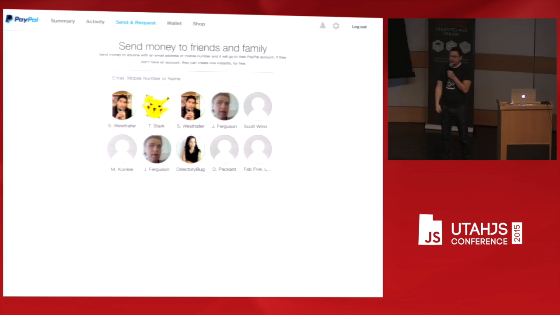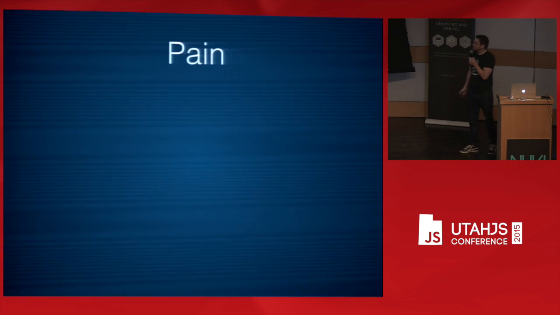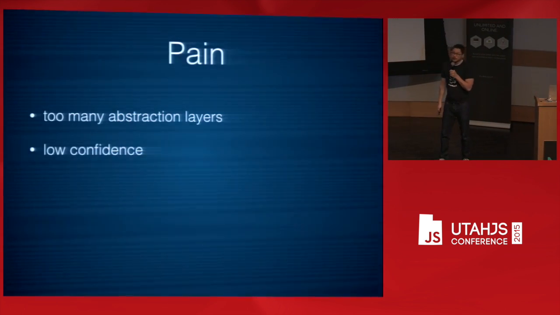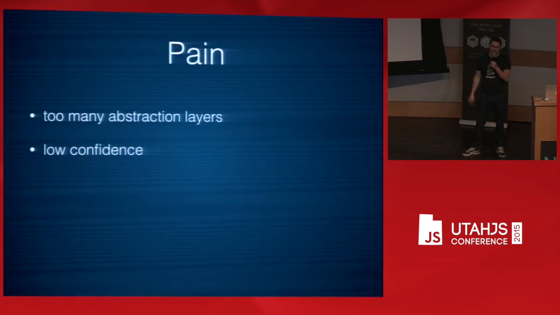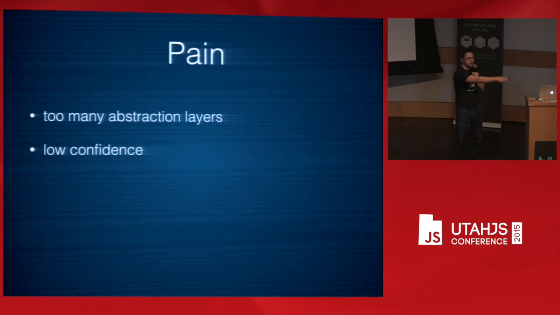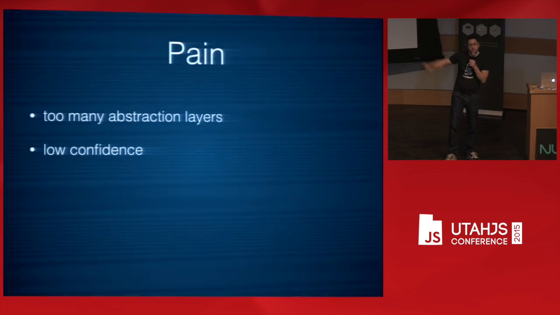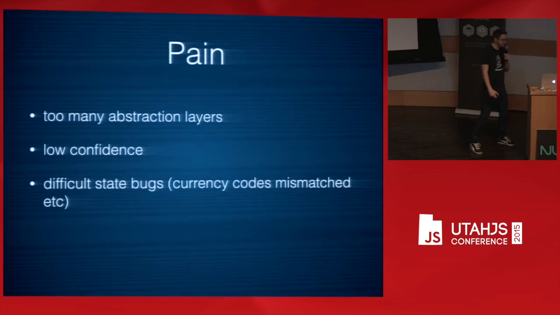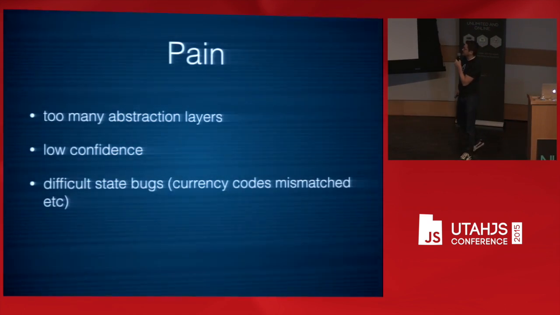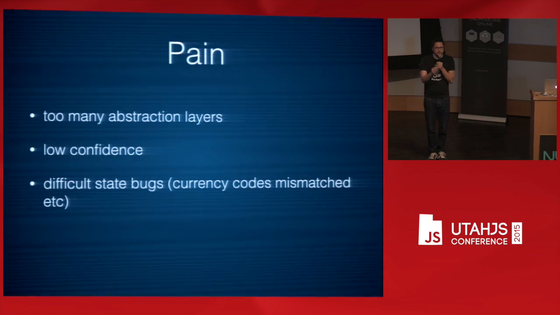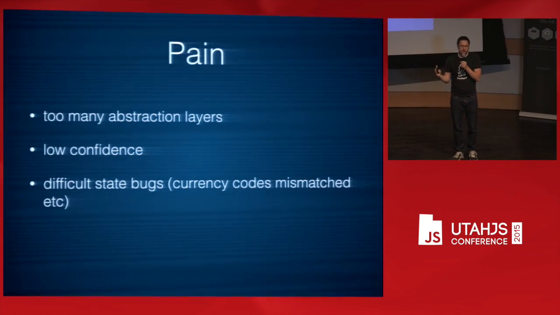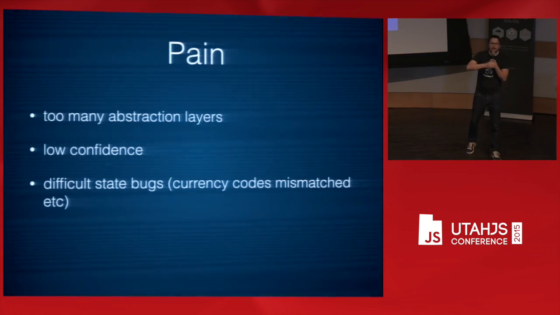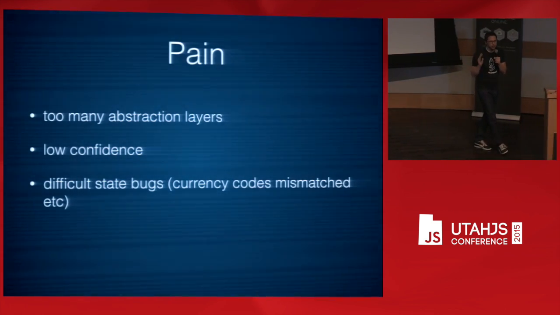So this led to a few issues. Some of the pain that we were feeling at this point was we had way too many abstraction layers. We had low confidence. This means that when we made a fix over here, we had low confidence that it wouldn't break something over here in the code, or it wouldn't cause weird, squirrely behavior. There are difficult state bugs. So you'd be on the first page, you'd go to the second page, you would change the selected currency, you would go back, and it wasn't what it was supposed to be. Lots of weird issues like this.